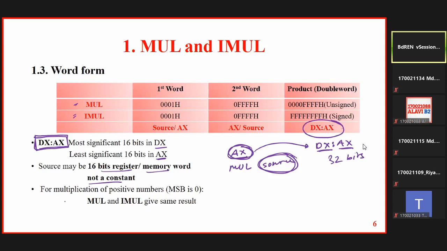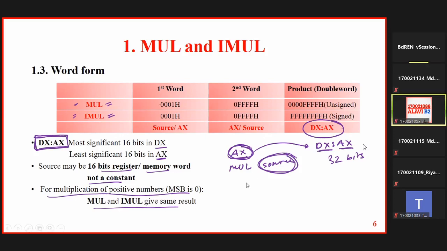But it is very easy to understand for positive numbers, if the MSB of the source and AX are 0. So these two instructions, multiplication and integer multiply, will give the same result, isn't it? Yes, sir. Have you got up to this? Is it understood? Yes, sir. Okay.